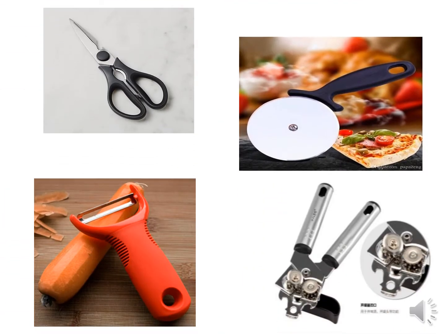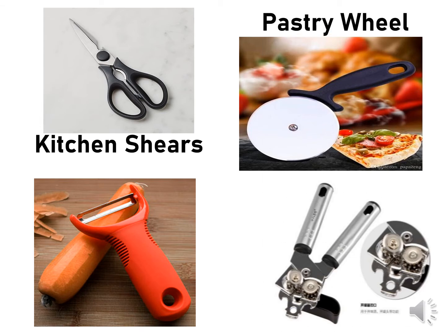Then we have here on the screen kitchen shears, which are used for cutting food packages and meat like bacon. And a pastry wheel, commonly used to cut pastry products and bake pizza. And a peeler, which is used for peeling vegetables and fruits. And a can opener, which is used to open cans and lids.